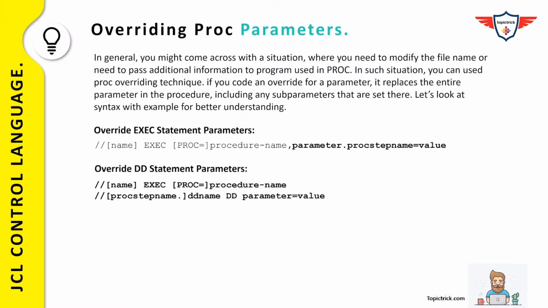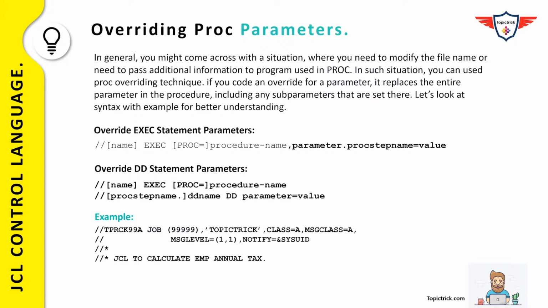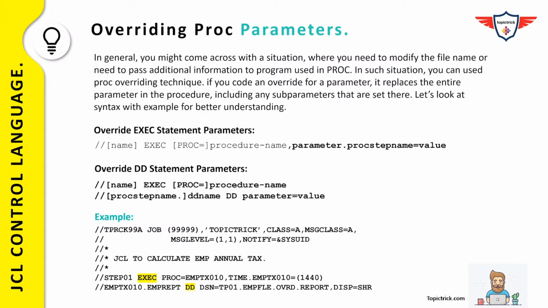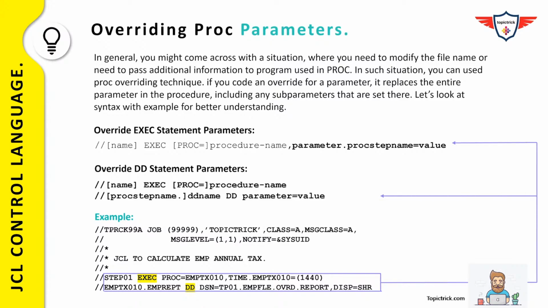And in case you want to override the output statement at a job level, then you are not required to specify the procedure step name. And before we look into the example, I would like to highlight that whenever you override any execute, DD or output statement, make sure you include all the subparameters that are not supposed to change or that will remain unchanged during this override process. So here's an example that illustrates how you can use the proc overriding technique to override the DD statement and execute statement. And this will clearly explain what we discussed till now.